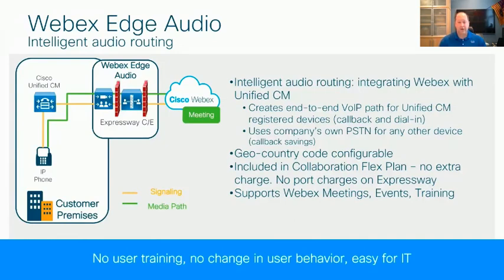In addition, as part of this service, you now get the benefit of using your existing infrastructure and also your existing internet connection to provide audio connectivity to the actual meeting itself, without the need for PSTN connectivity. This is part of the Collaboration Flex plan, and there's no extra charge for it. In addition, there are no extra charges for this with the Expressway port licensing. All centers, such as Meeting Center, Event Center, and Training Center, are supported for this particular infrastructure.